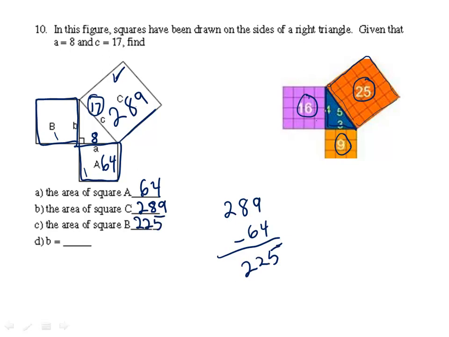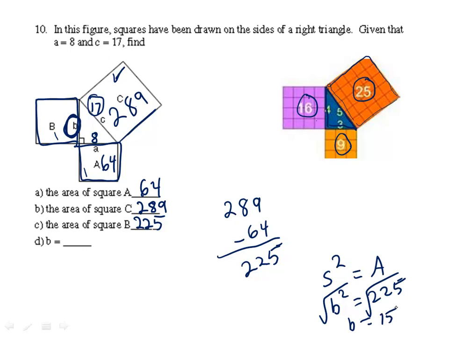And then it says, find the length of this square there. Find B. Well, how would we get the area? We would take the side length squared. So in this case, we would have B squared equals 225. How do you undo squaring? By square rooting. Square root of 225 is 15. So we know that the side length B is 15.